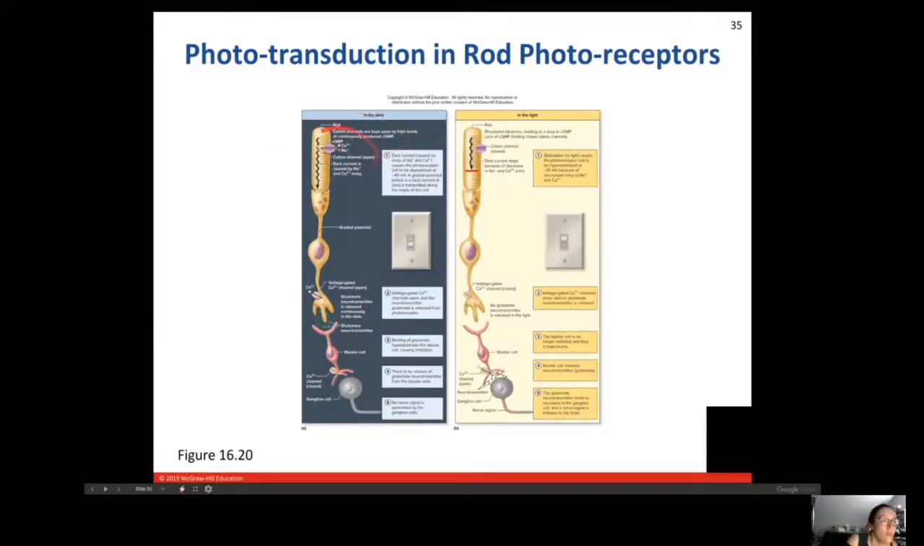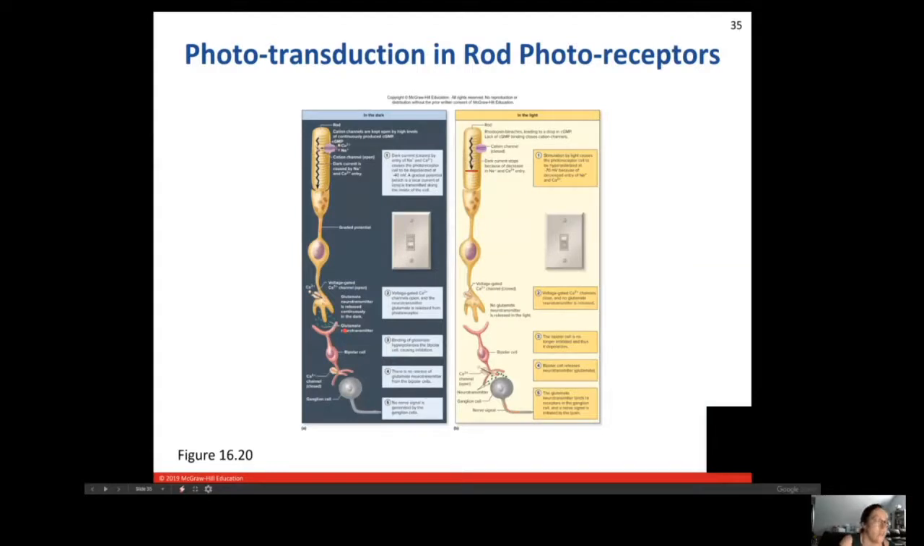Normally, this cation channel is open because we have high levels of continuously produced cGMP. That's the baseline. We're making this cGMP, it's keeping the cation channel open, and it's letting in positive ions. Those positive ions are depolarizing the cell, and this is going to cause the opening of the voltage-gated calcium channels, and that's going to cause exocytosis to happen, and glutamate is going to be released. So in the dark, we're always releasing this glutamate from our rods and cones.